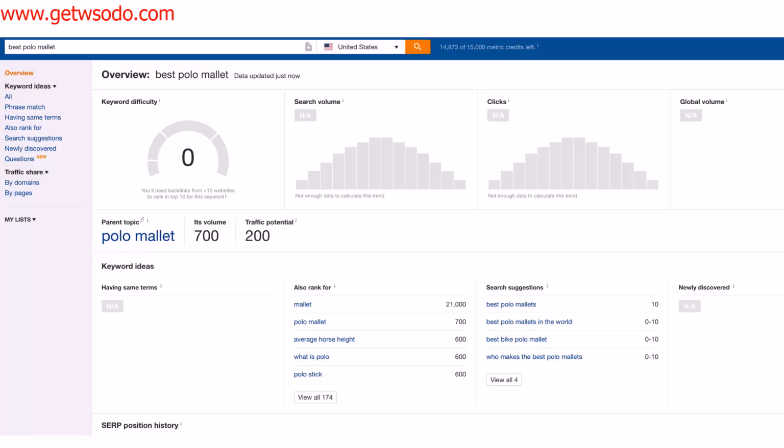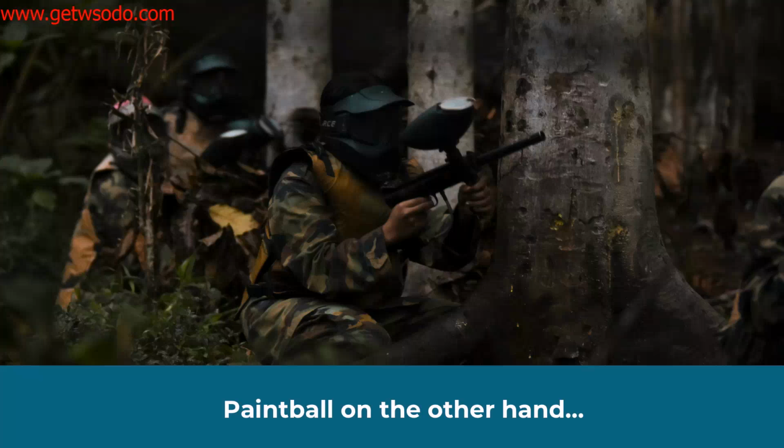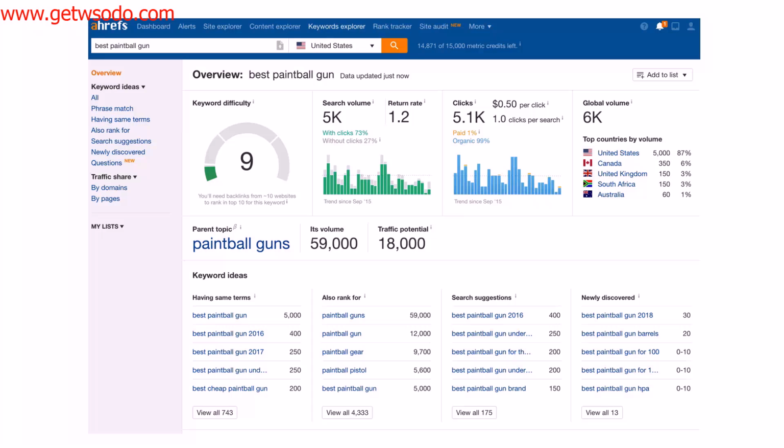But usually the way I decide whether a niche is good or not is I compare it to another niche. So I brought back my paintball niche and I wanted to compare it with polo, right? So I just took the best paintball gun and compared it. And you can see here we have 6,000 searches per month for best paintball gun. A lot of people are looking to buy, and that by comparison shows me how bad polo is as a niche.